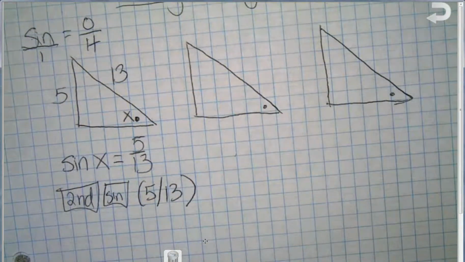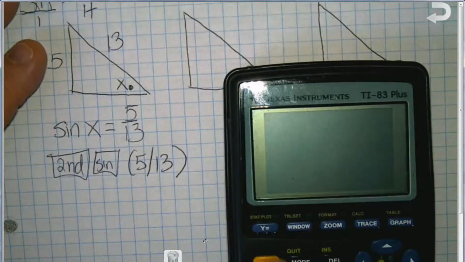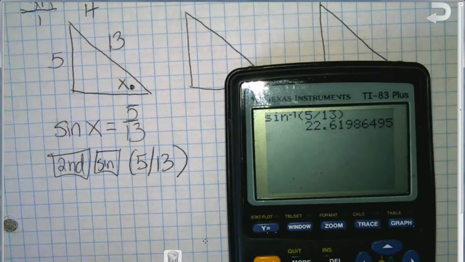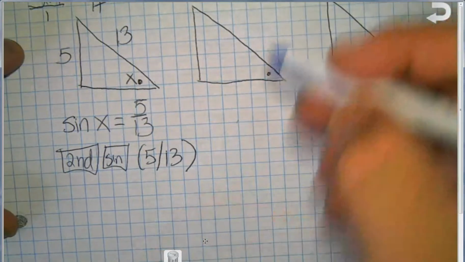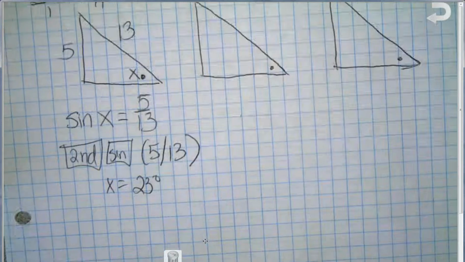Now, angles round to the nearest whole number. So when I do second sine of 5 over 13, I get how many degrees? 22.6. Well, we're going to round to the nearest whole number. 23. So x is equal to 23 degrees. Okay.